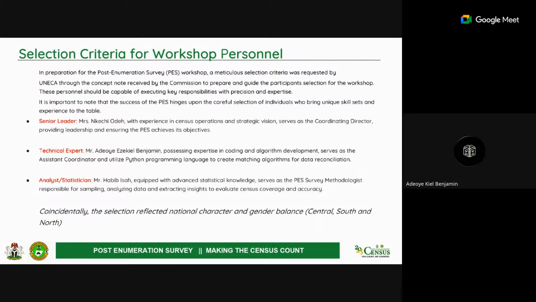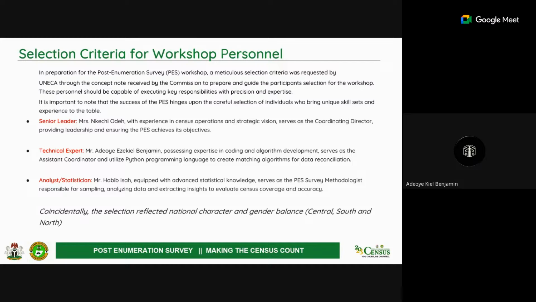These personnel should be executing decisions, and it is important for the success of a PES. It requires careful selection of individuals who can bring unique skill sets and experience to the table. So the first qualification was a leader with experience in business operations and strategy, to serve as project director, providing leadership and ensuring the team achieves its objective.